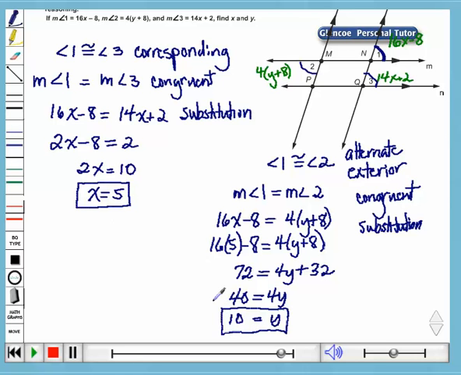If we recap this part of the problem just very briefly, we used what we know about alternate exterior angles and congruency. We substituted in some given information and then solved the resulting equation to find that y is equal to 10.